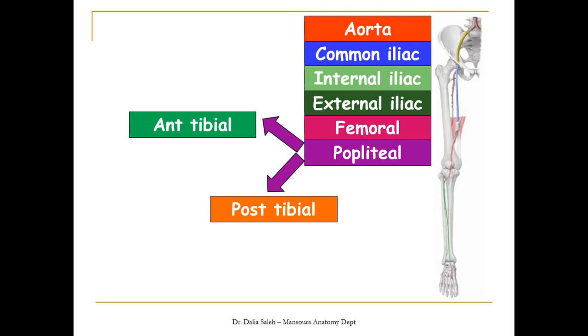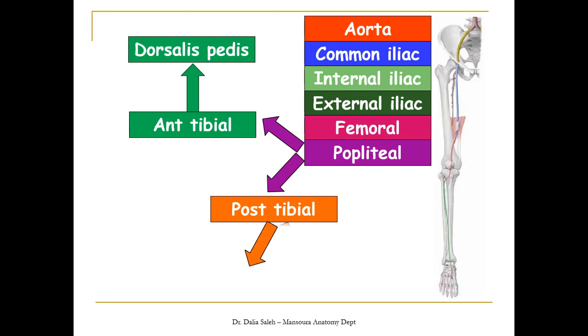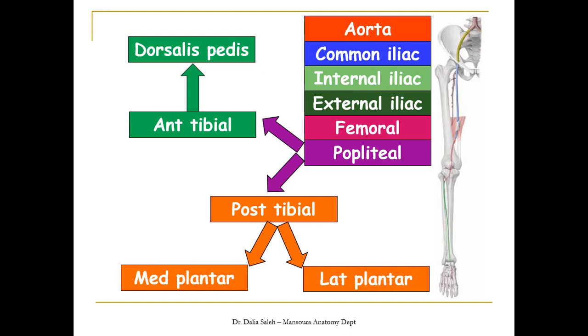The anterior tibial artery passes in front of the ankle joint and forms the dorsalis pedis artery to supply the dorsum of the foot, while the posterior tibial artery passes behind the medial side of the ankle joint and gives the two plantar arteries, the medial plantar and the lateral plantar arteries, to supply the sole of the foot.